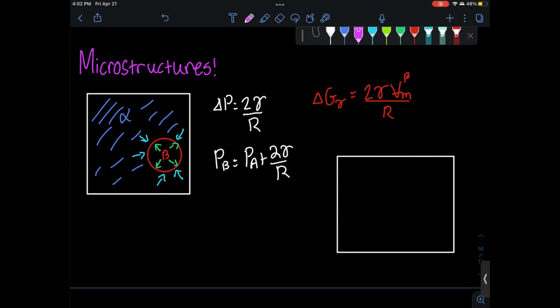So what this means is if we were to have a Gibbs free energy curve here, since we have some kind of radius associated with our new beta phase and some surface energy, our curve is going to be up here. And we're going to have an increasing line that looks like this, associated with this phase change.